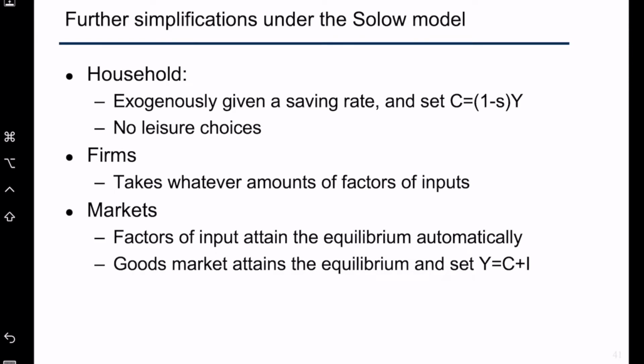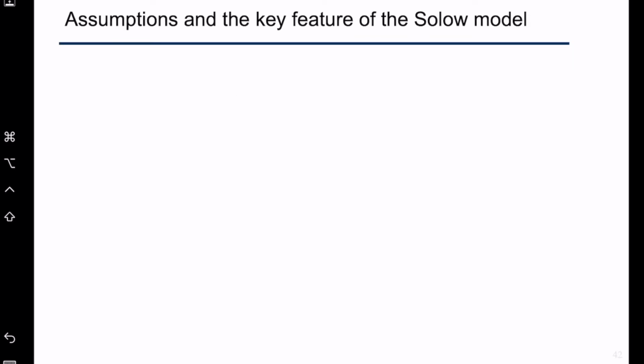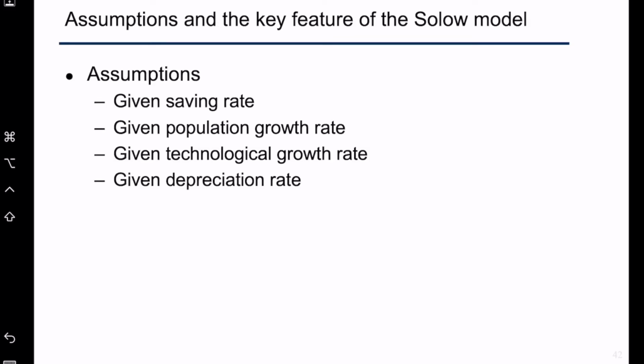The second assumption we make about the market is that the goods market attains the equilibrium. So we have an equation to characterize this equilibrium. We say whatever amount is produced needs to be either consumed or invested. So the goods market attains the equilibrium. There's no waste.